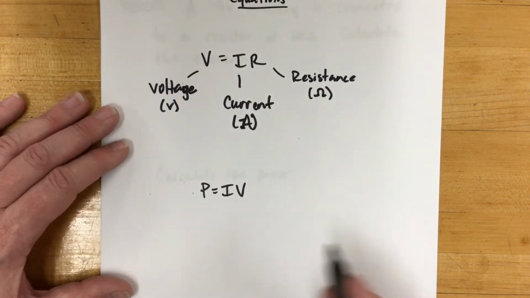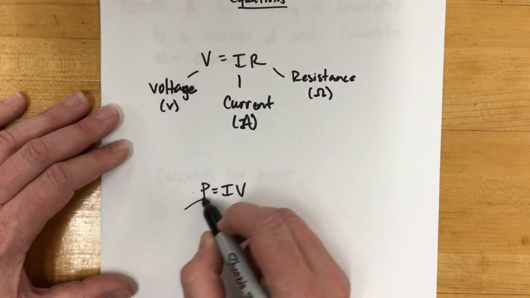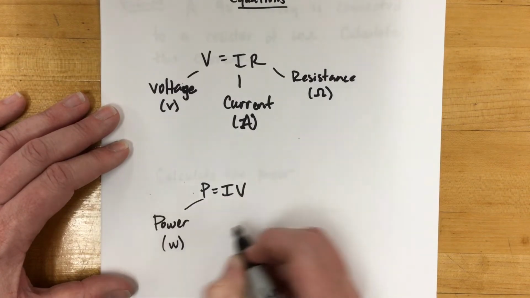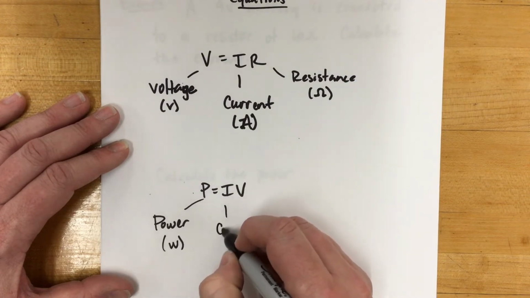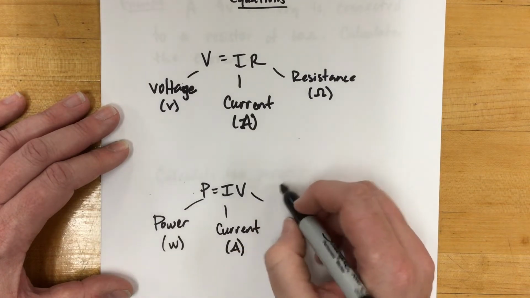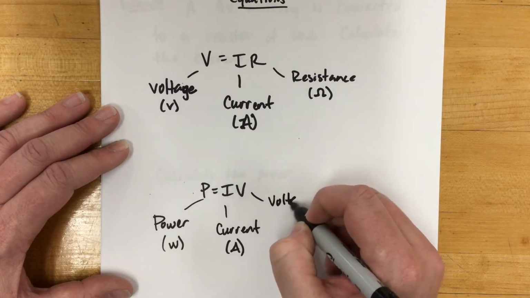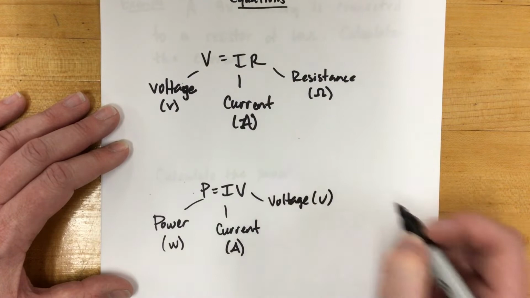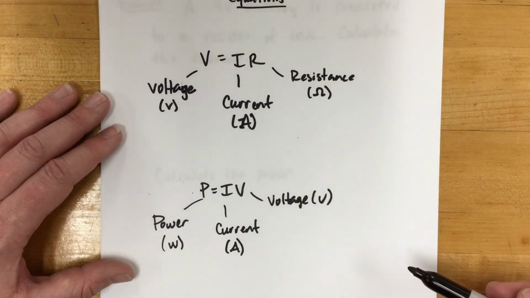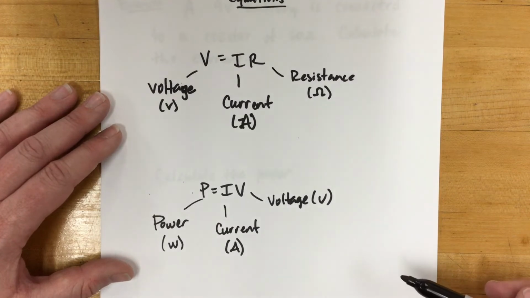Power is the other equation that we have. It's structured similarly, and we have power. And like we said before, power is measured in watts. We still have our current, measured in amps, and now we have our voltage, still measured in volts. So if you have two of any of these four variables, you can figure out the other two with the equations that you have.